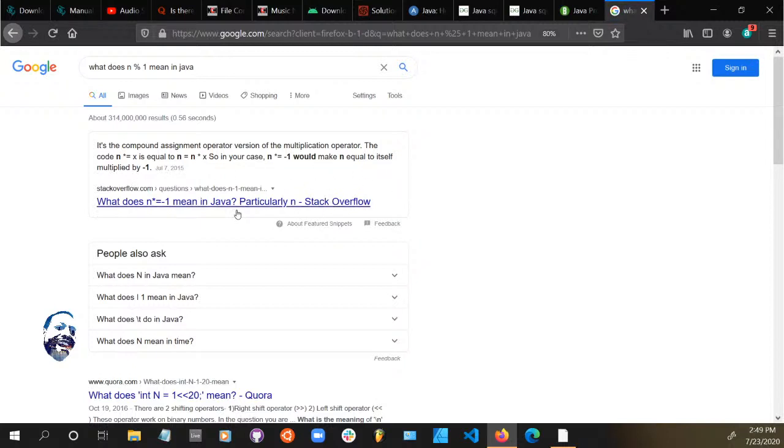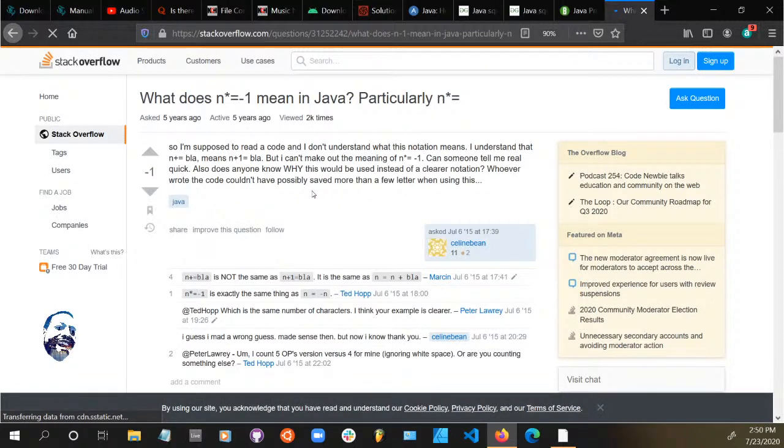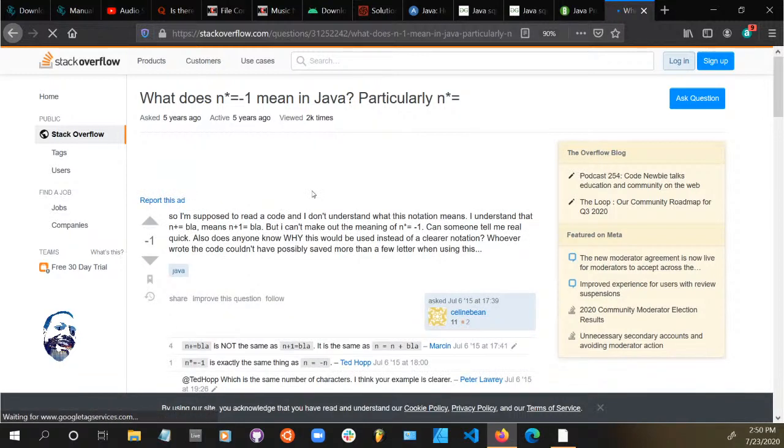I just need to understand this. I forgot what the percent symbol does. It's the compound assignment operator version of the multiplication operator. Let's just look at these operators. Yeah, it's an operator. But what does it actually do is the question. The percent sign, times 100%, divided by 100%.